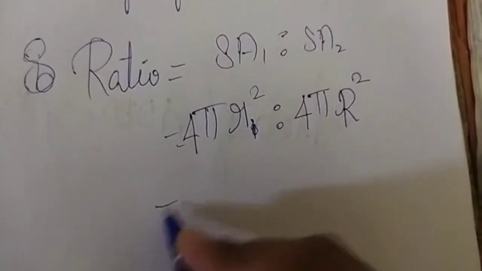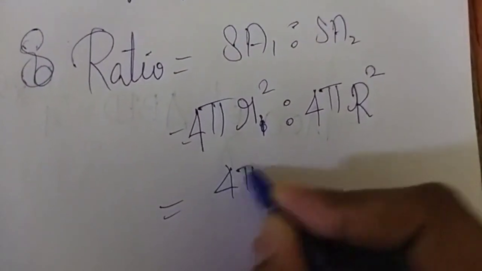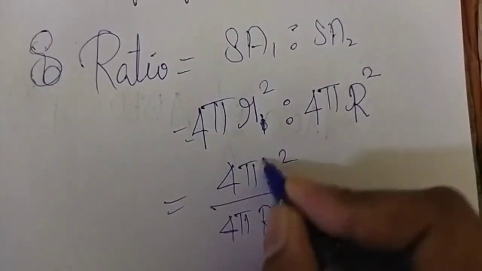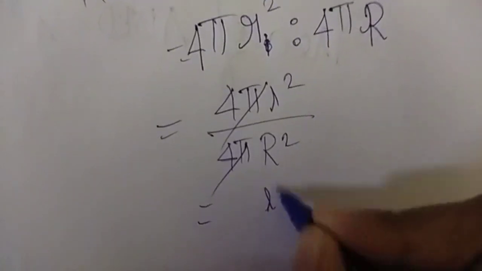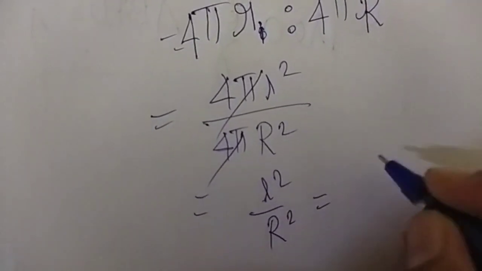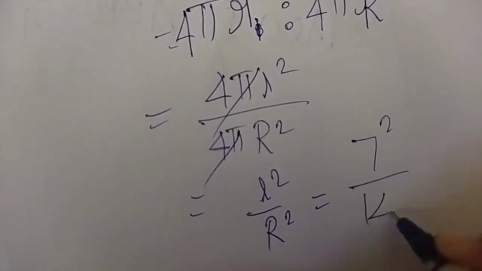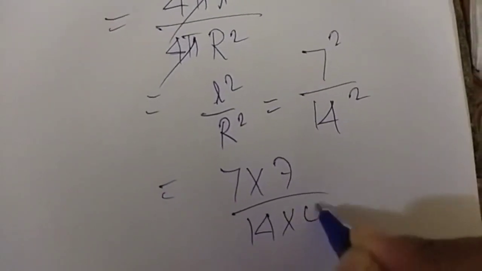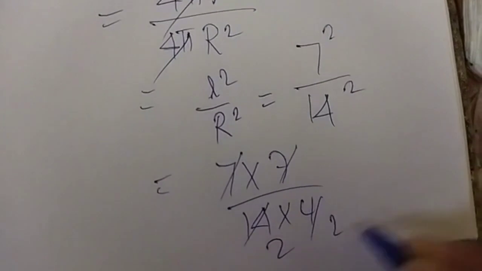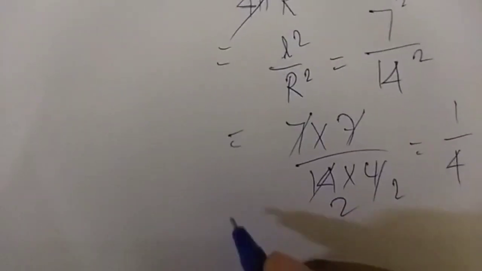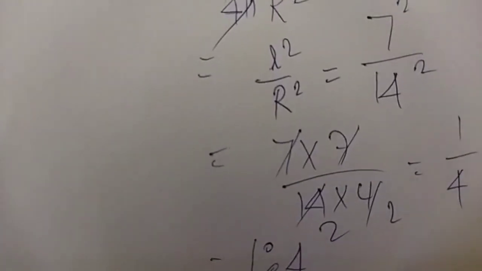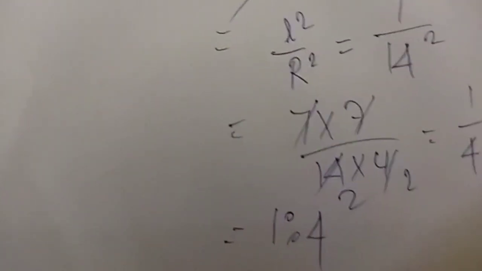So 4 pi r square divided by 4 pi R square. 4 pi gets cancelled. r square by R square is 7 square by 14 square, 7 into 7 by 14 into 14. 1 time, 2 time, 1 time, 2 time, which is nothing but 1 by 4. So the ratio is 1 is to 4. So the required ratio is 1 is to 4. Okay, this is the last sum.